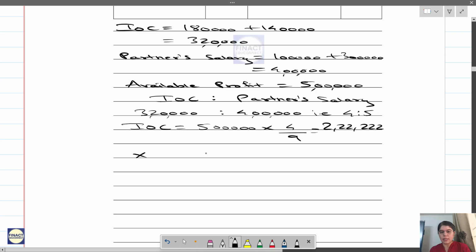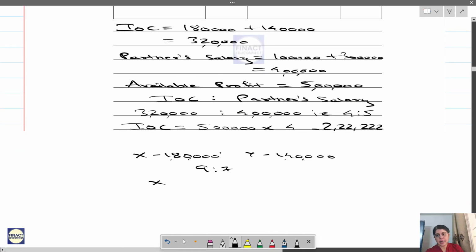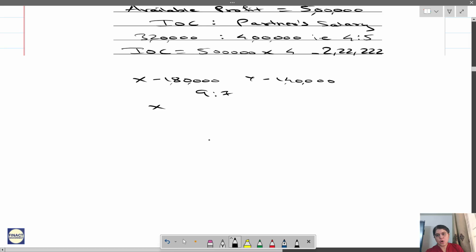X and Y are partners, right? So X was supposed to be given 1,80,000 and Y was supposed to be given 1,40,000. So now we will calculate their ratio. How much is their ratio? 1,80,000 is to 1,40,000. So how much do you get? 9:7. So this 2,22,000 we will be distributing between X and Y in the ratio of 9:7.